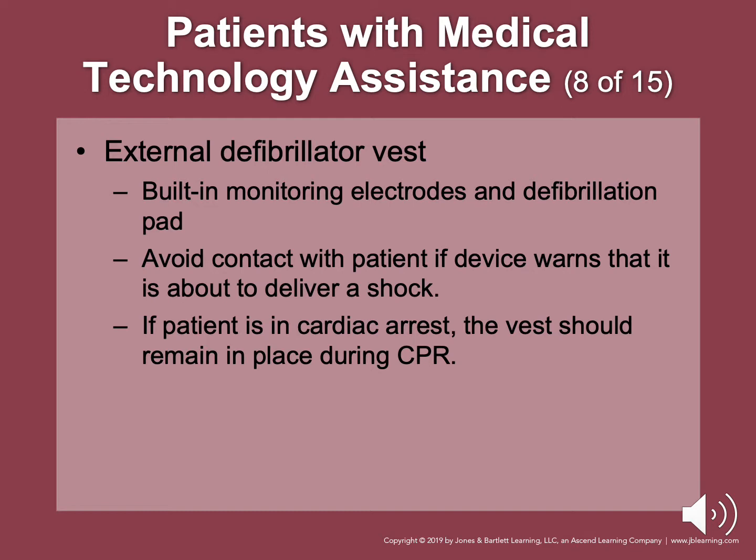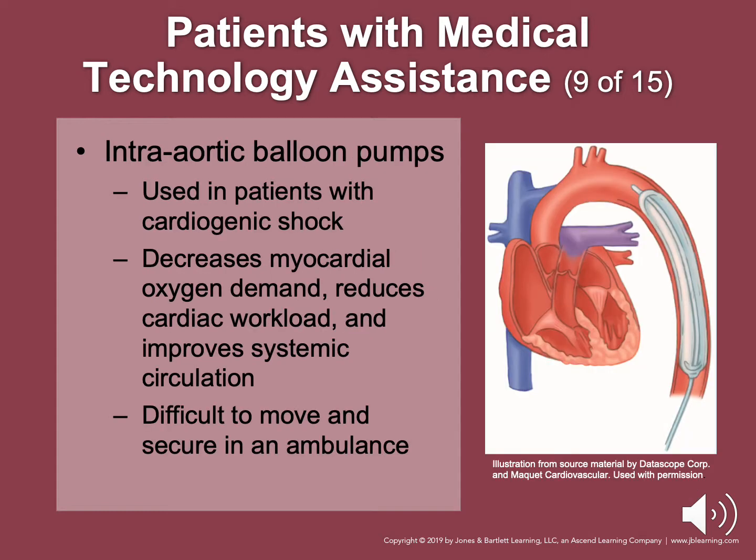Intra-aortic balloon pumps are used in patients in cardiogenic shock. They decrease myocardial oxygen demand, reduce cardiac workload, and improve systemic circulation. They are bulky and difficult to move and secure in an ambulance, and these are pretty big machines. However, they are starting to become more compact, so I wouldn't be surprised if they start sending these home.